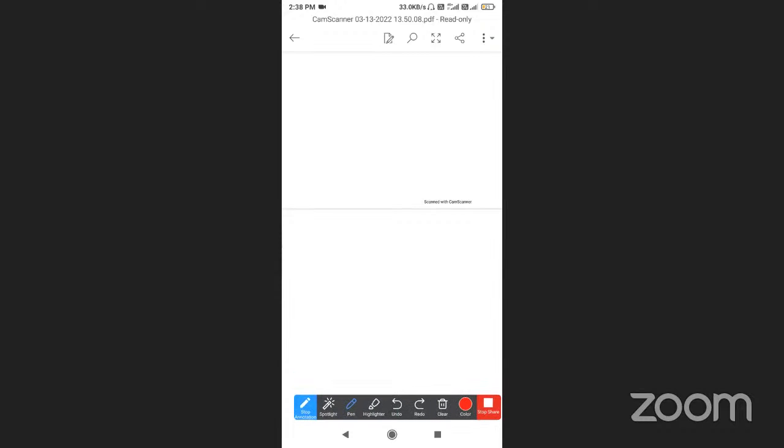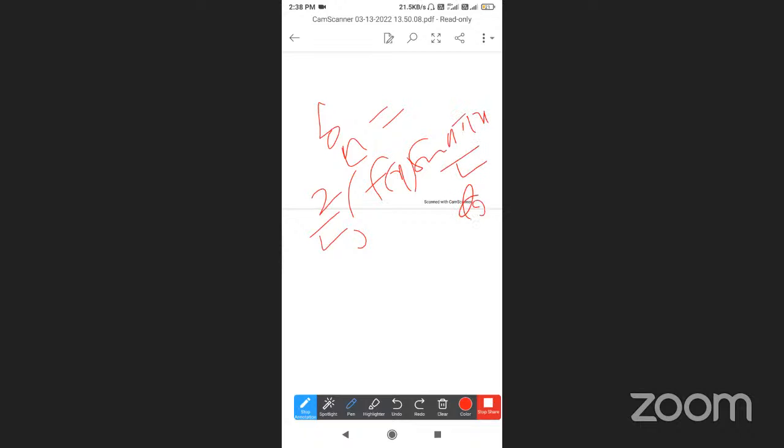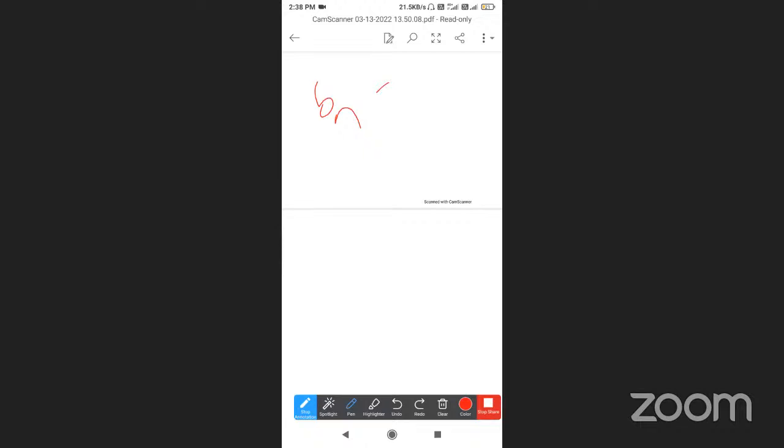bn is equal to 2/L times the integral from 0 to L of f(x) sin(nπx/L) dx. So this is the half range sine series.